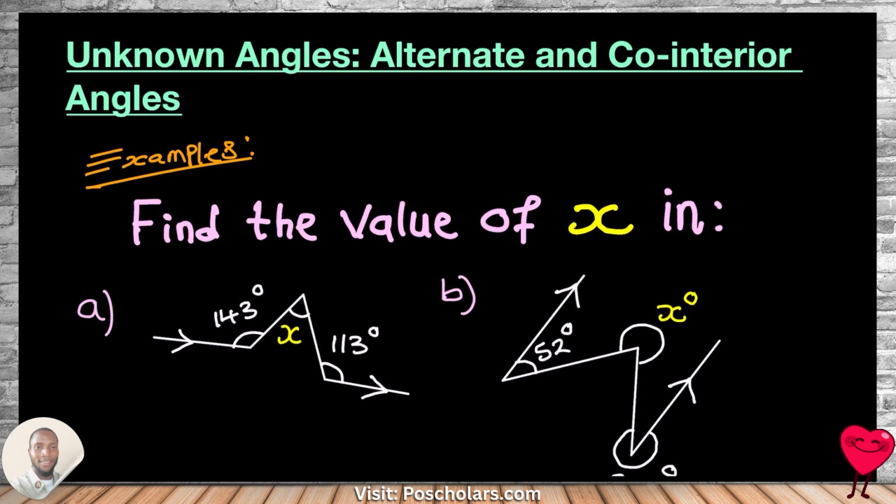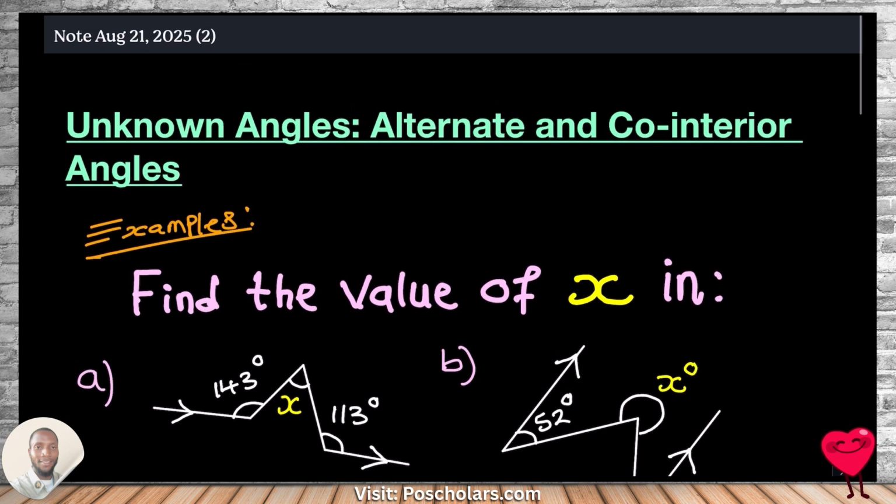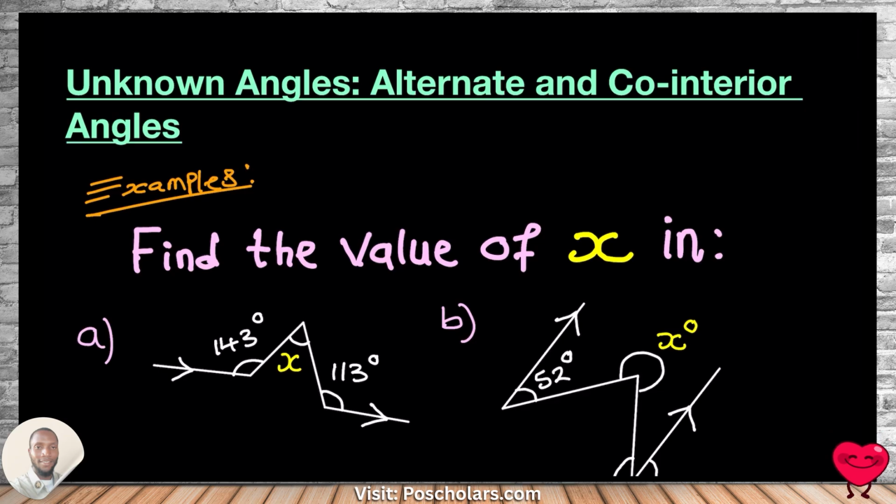So the title of this video is Unknown Angles, Alternate and Cointerior Angles. We have two questions to solve, this first one and the second one. We are going to use the concept of alternate and cointerior angles to solve these two problems. Although I might still use other properties of angles, the major focus is alternate and cointerior. So let's get started. The first concept is alternate angles.